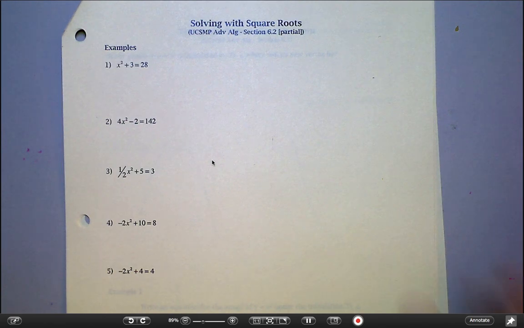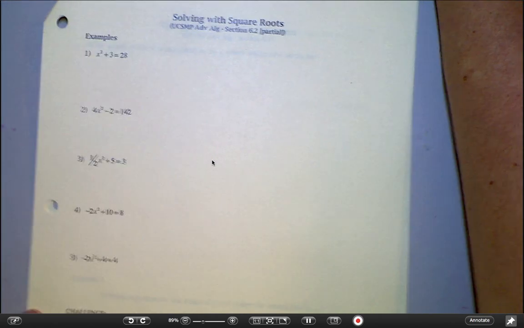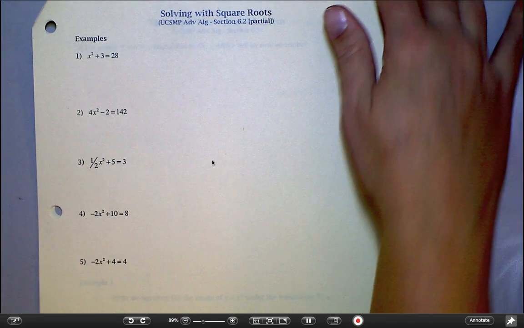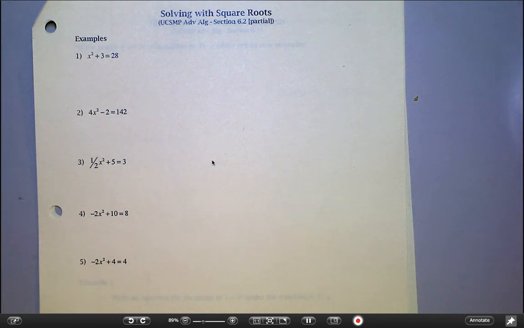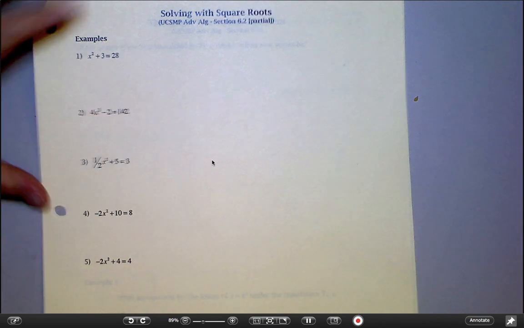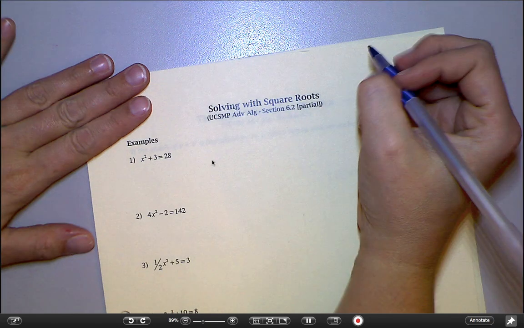Hi everyone. So today we're talking about solving equations with square roots. And before I actually get into the process of solving these equations, I just want to clarify something, because this compared to what we did yesterday can get a little bit confusing. So yesterday we were focusing on simplifying.